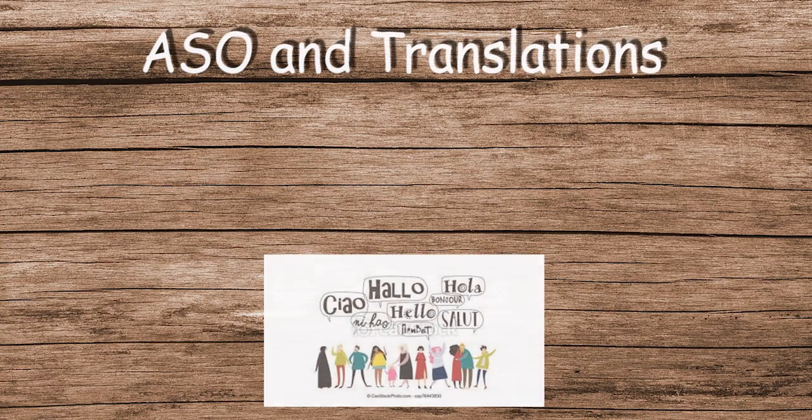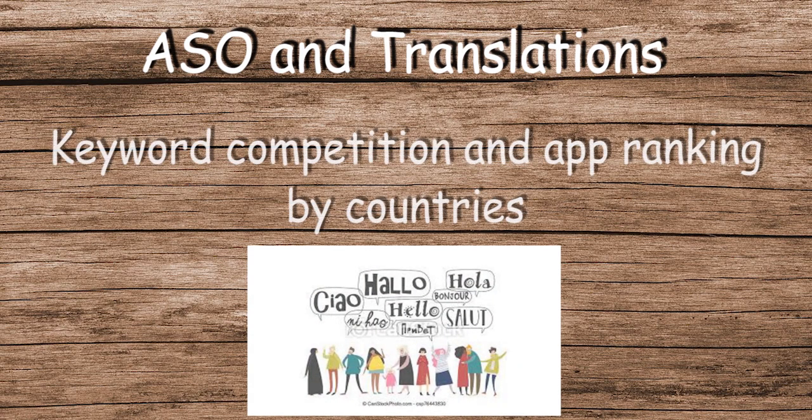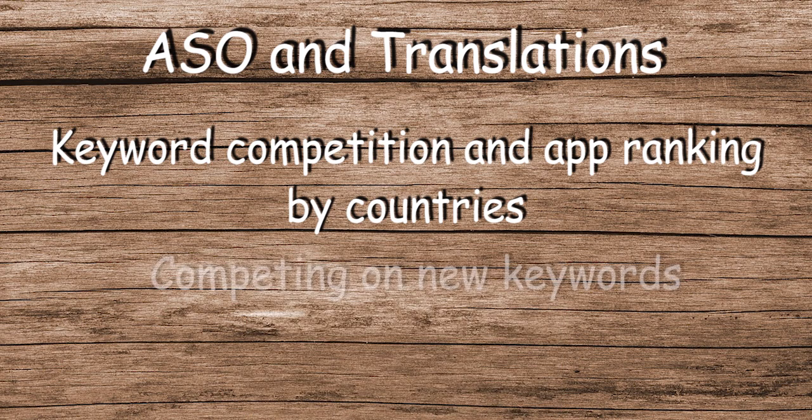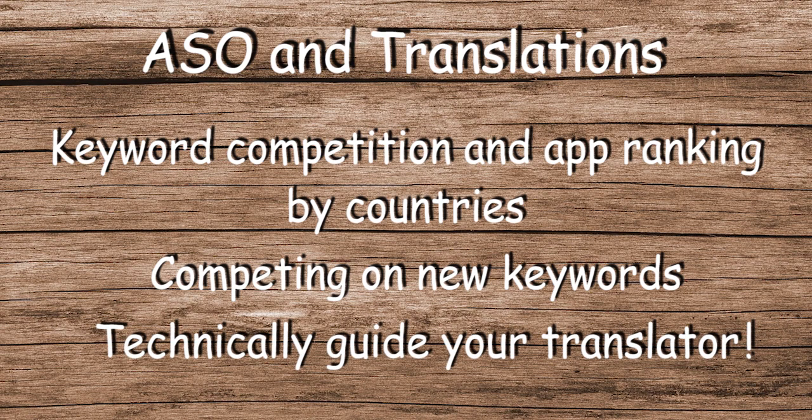Also in translations. The keyword competition is done by countries and languages, therefore when you localize the different text fields such as title, subtitle and description, you also compete on new keywords. And it is recommended to make a list of the words you want to compete on and make sure that your translator will include them where you want them to be and the number of times they need to appear in the description, for instance.